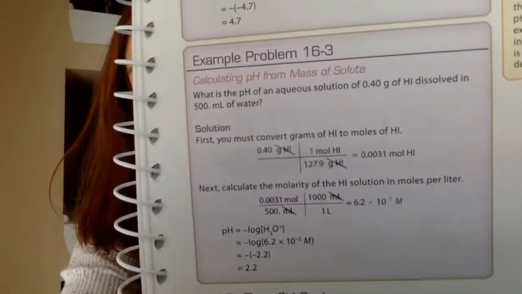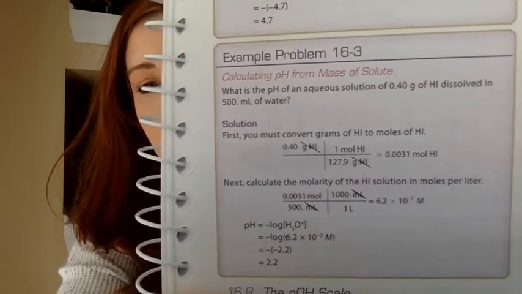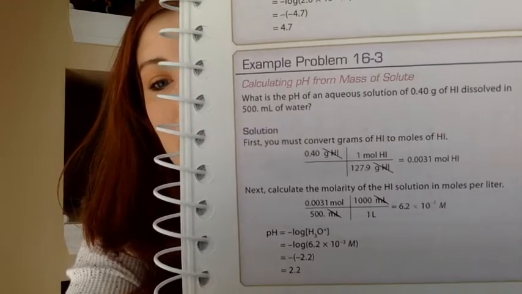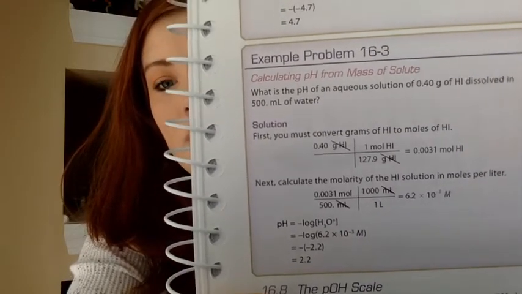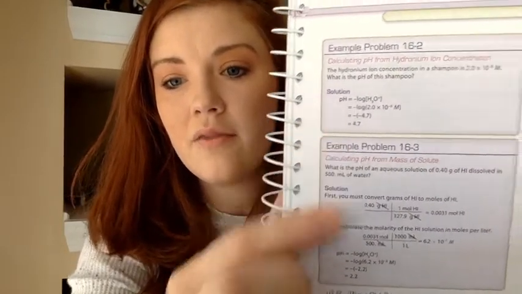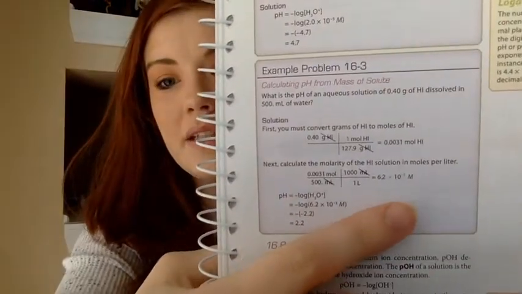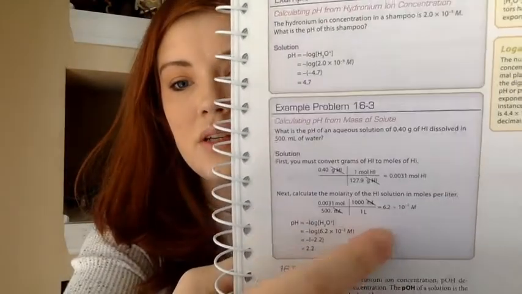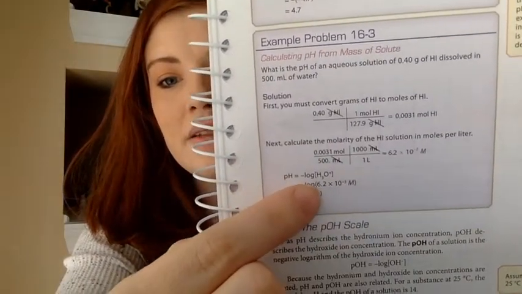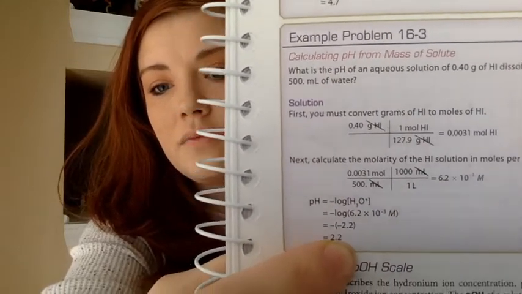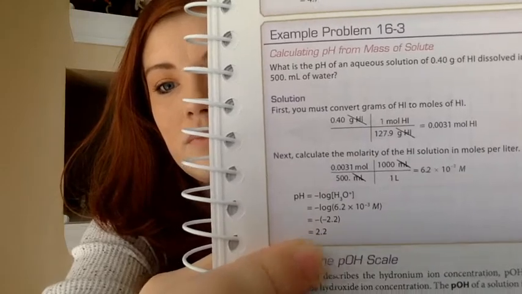I'll give you a second to write that down. Or I guess you can pause it. And then once we have that number, we're going to plug it in just like we did in the first problem. So we're going to put negative log, because this number we just figured out is our hydronium ion concentration. So then we're just going to plug it in, and then we eventually find our pH.